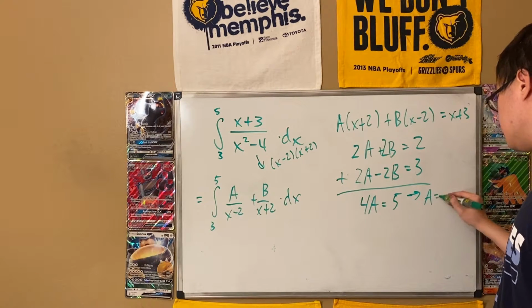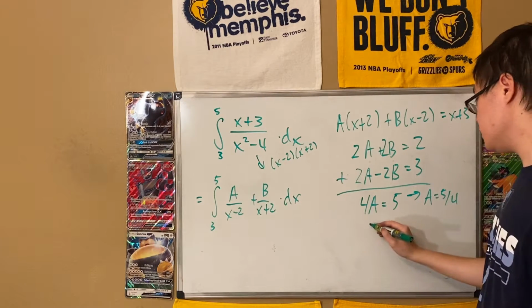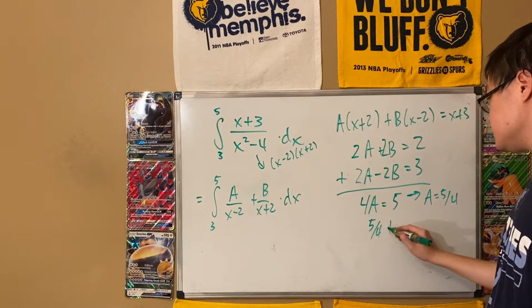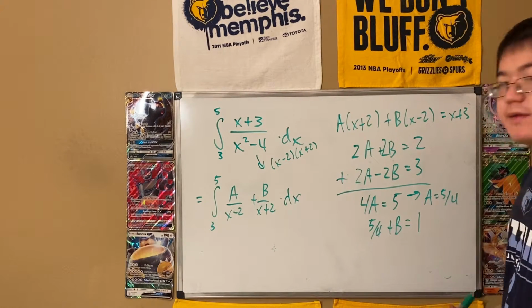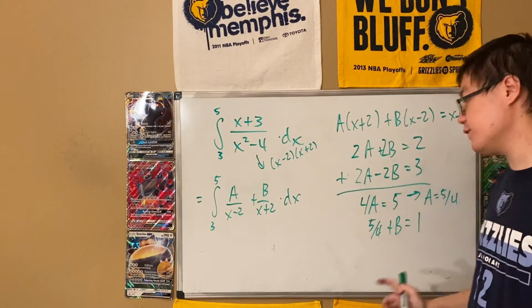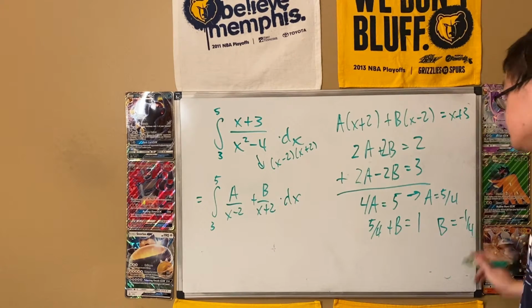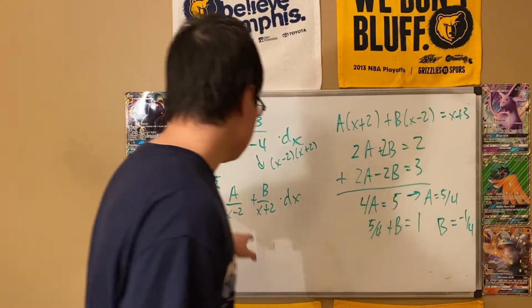Nothing too crazy here. Originally, a plus b is equal to 1. So 5/4 plus b is equal to 1. That makes b negative 1/4, because you have 5/4 and you want to subtract off a fourth, you'll end up with 1. So b is equal to negative 1/4. So it looks like we are ready to go.